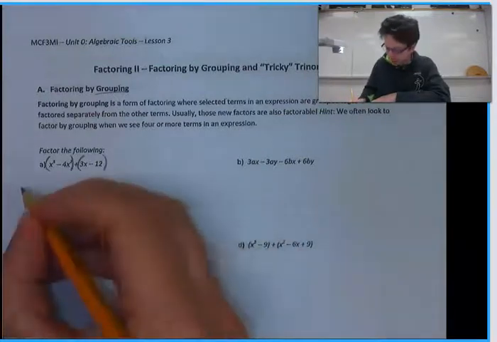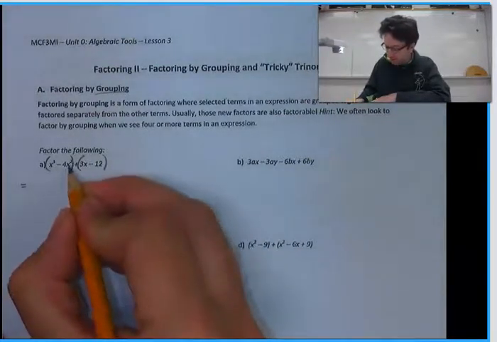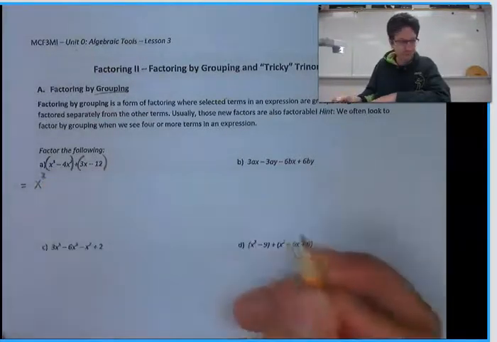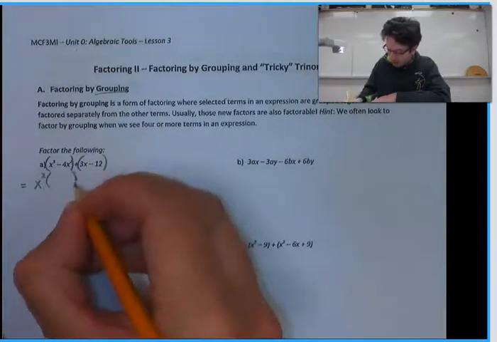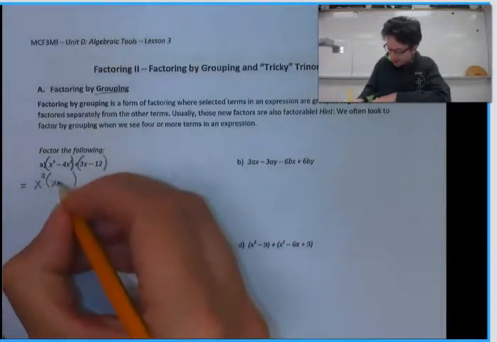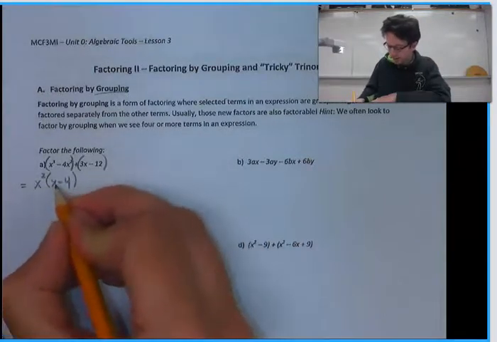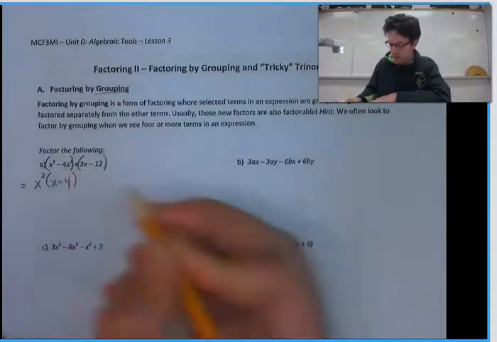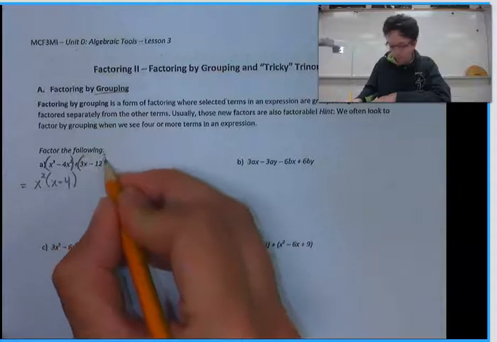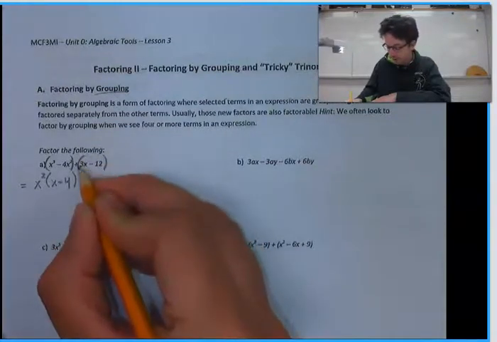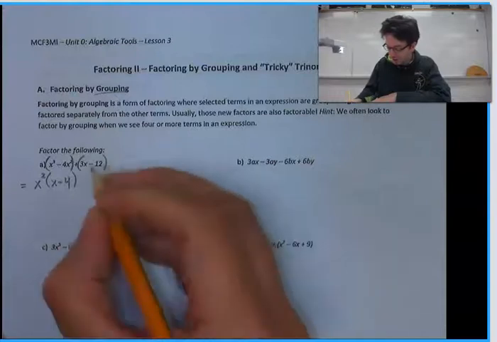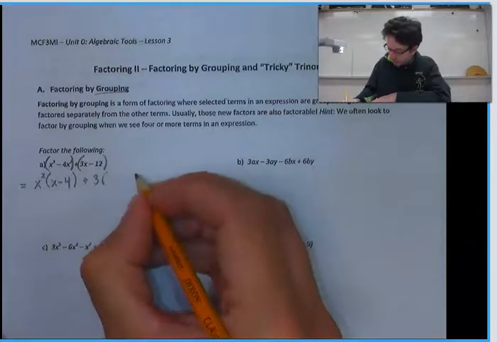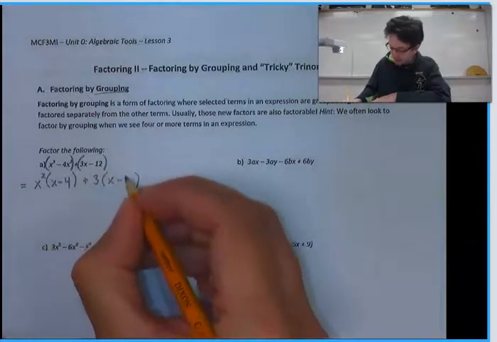out that common factor. So for the first one, it looks like the greatest common factor is x squared. So I'm going to pull out an x squared, and then I'm going to multiply that by x minus 4, because x squared times x gives you x cubed, and x squared times negative 4 gives us our minus 4x squared. Then we're going to do the same thing here. We're going to find the greatest common factor. And in this case, it looks like 3 is the greatest common factor. And then in our bracket, we are going to have x minus 4.